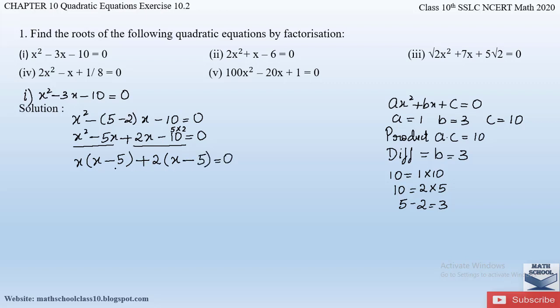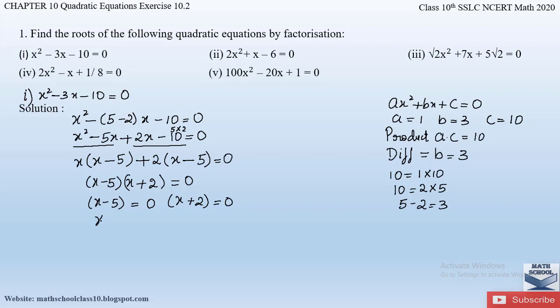Also remember, the values inside these two brackets should always be the same. If it is not the same, that means you have made some mistake. So always you have to get similar terms in these two brackets. Now again, if you take x minus 5 common, what will be left behind here? x plus 2. Okay, this is equal to 0. Now let us equate x minus 5 is equal to 0 and x plus 2 is equal to 0.